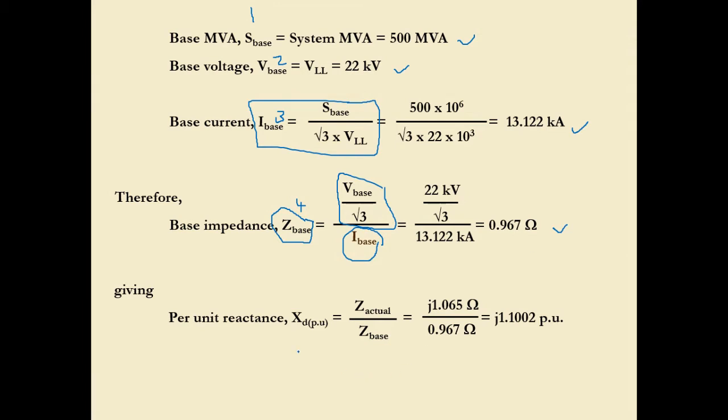So giving the XD per unit, the per unit reactance, is the actual over Z base. This is the reactance information available in the question, over the Z base we just obtained above. Now the per unit value is j1.1002 per unit.